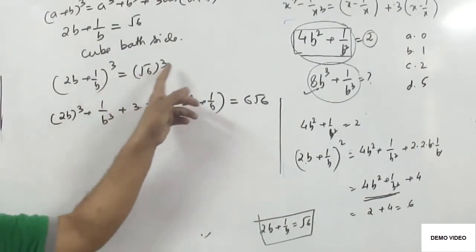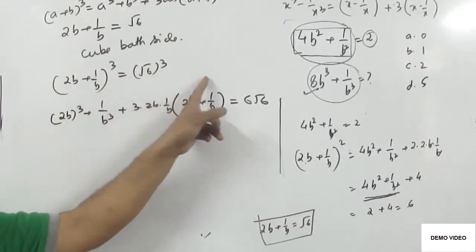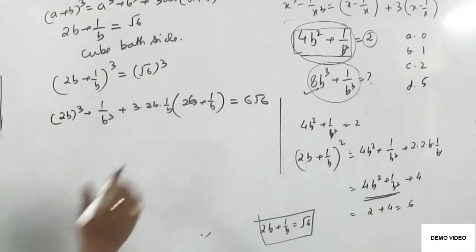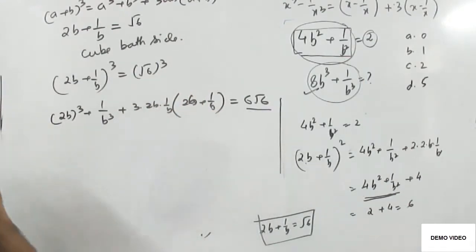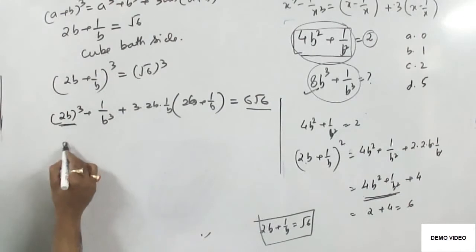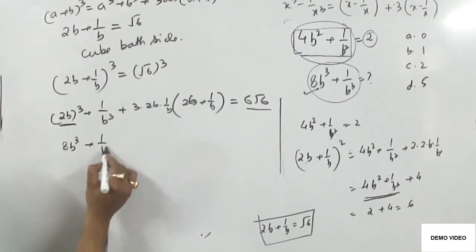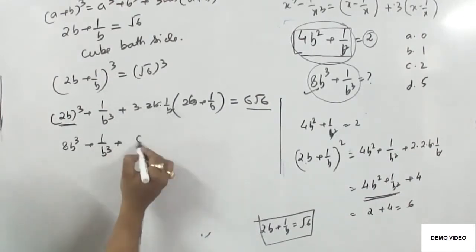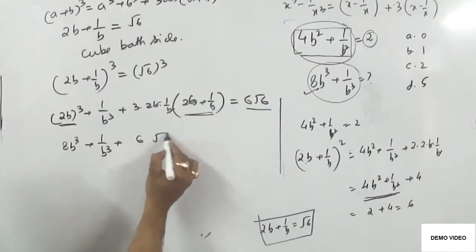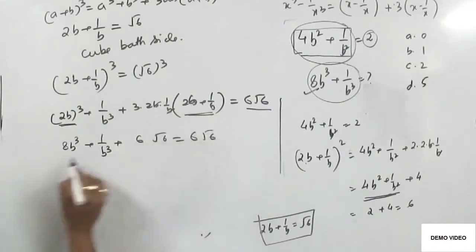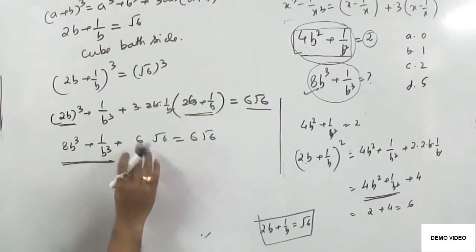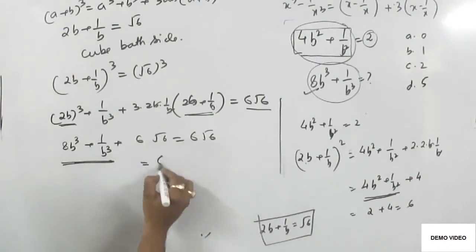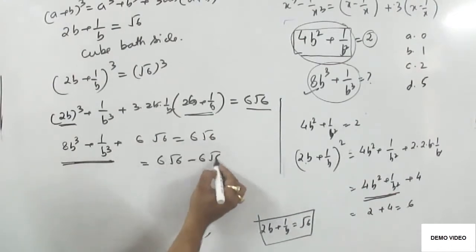A very good question asked in the 2013 examination, and this question was asked two times in the same exam. That question is very important and very easy also, but you have to learn the trick of how to solve this question. The question is: (x plus 1 upon x) whole square is equal to 3.